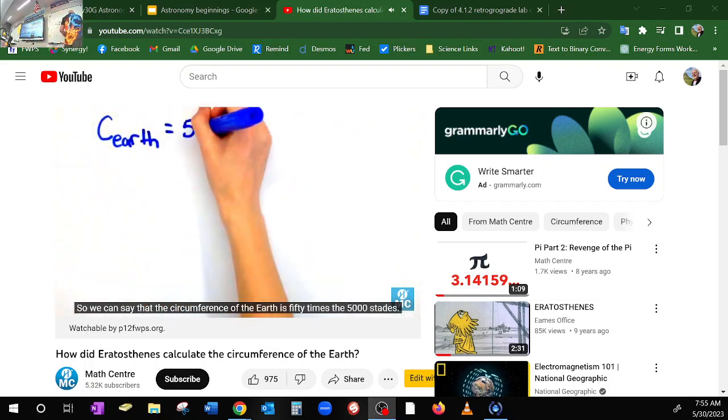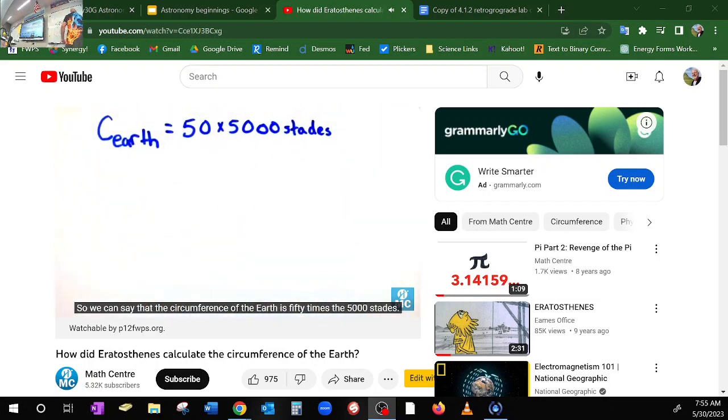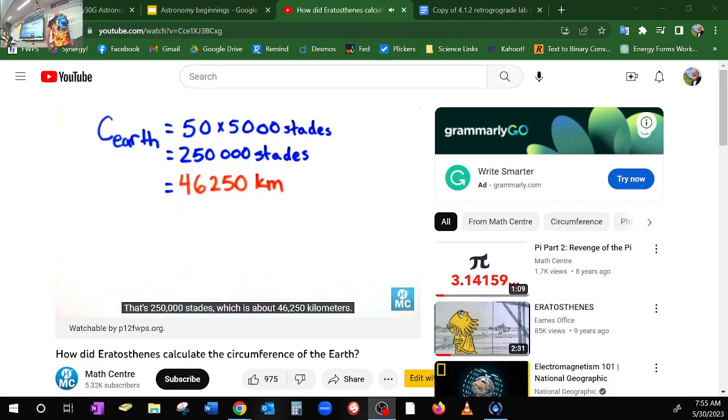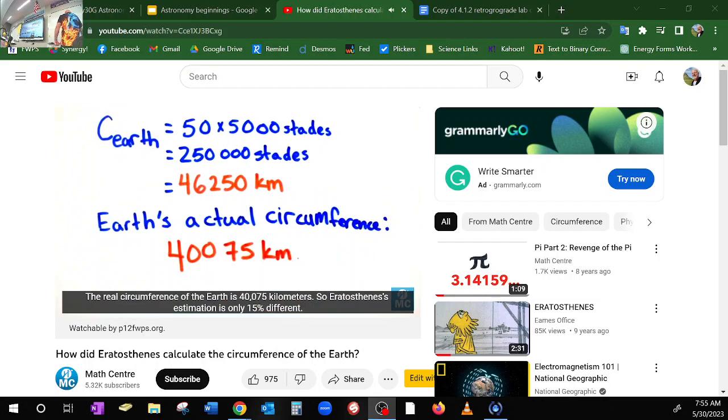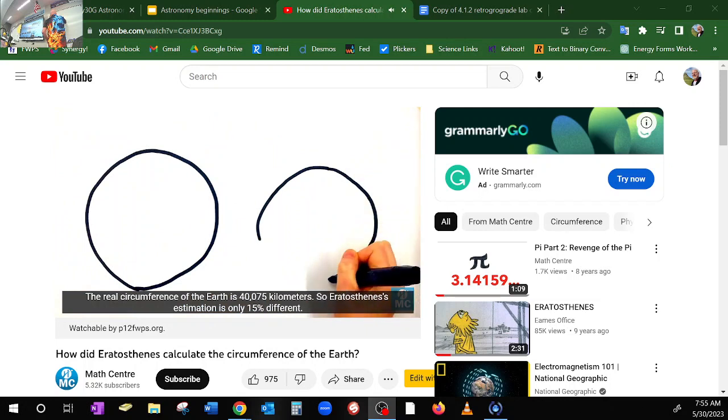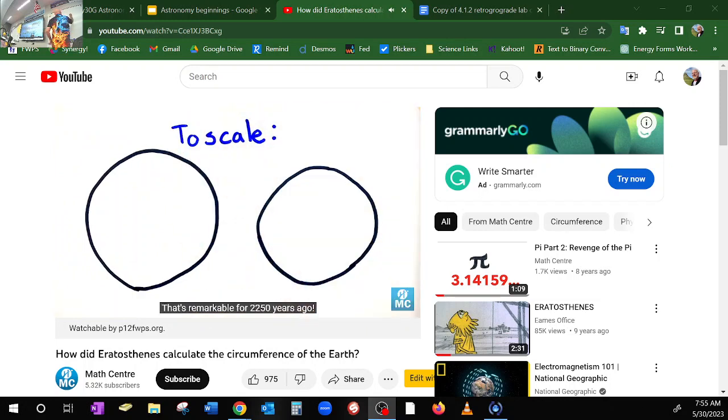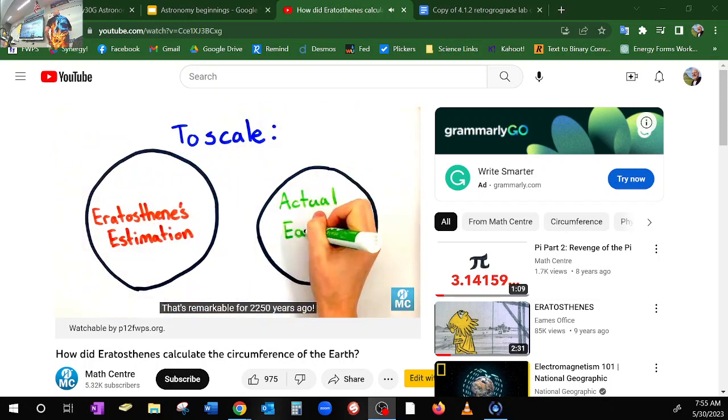So we can say that the circumference of the Earth is 50 times the 5,000 stads. That's 250,000 stads, which is about 46,250 kilometers. The real circumference of the Earth is 40,075 kilometers. So Eratosthenes' estimation is only 15% different. That's remarkable for 2,250 years ago.